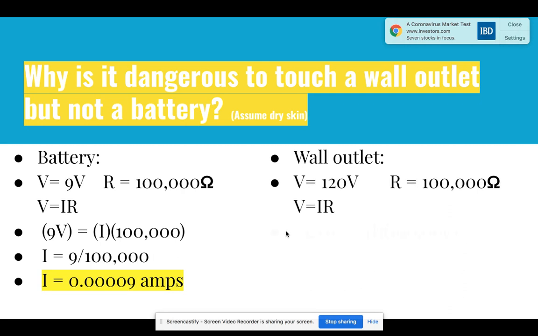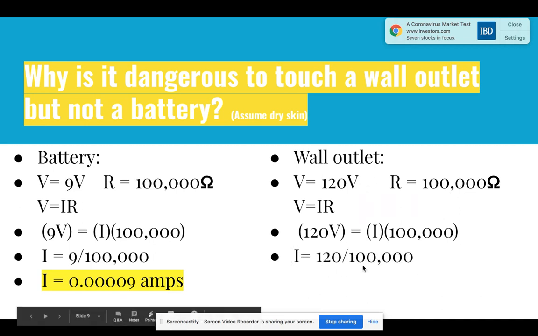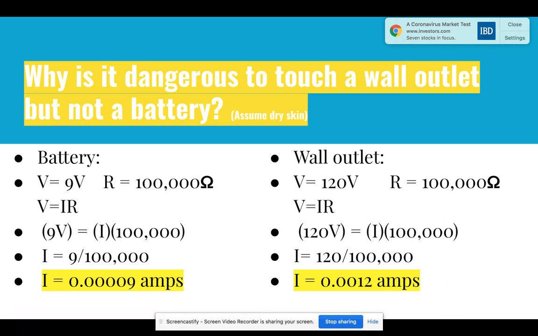Now a wall outlet: 120 volts, 100,000 ohms of resistance. We solve it the same way. 120 divided by 100,000 gives 0.0012 amps. That looks very small, but it could potentially harm you. If you had a heart condition, it could potentially kill you. If you were somehow stuck to it and couldn't get off, because a lot of times when you get shocked with electricity, your muscles will tighten up. You could be stuck to whatever is shocking you, and it could potentially kill you.